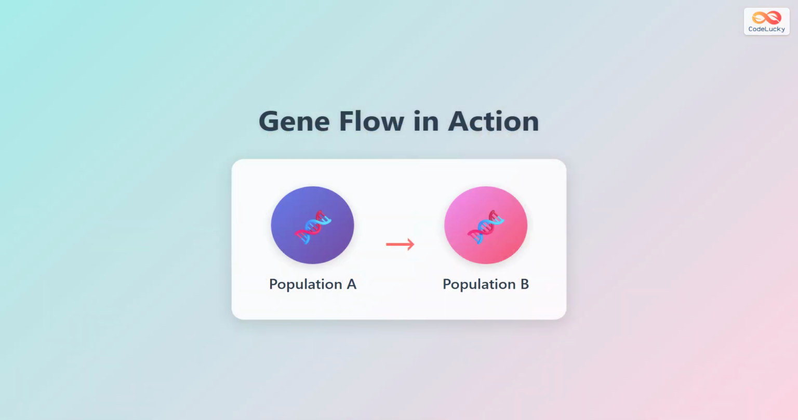Let's visualize how gene flow works between two populations. Imagine population A and population B living in different areas. When individuals from population A migrate to population B and successfully reproduce, they transfer their alleles to the new population. This exchange changes the genetic composition of population B. The result is that both populations become more genetically connected. Over time, frequent gene flow between populations keeps them genetically similar and prevents them from becoming completely distinct species.